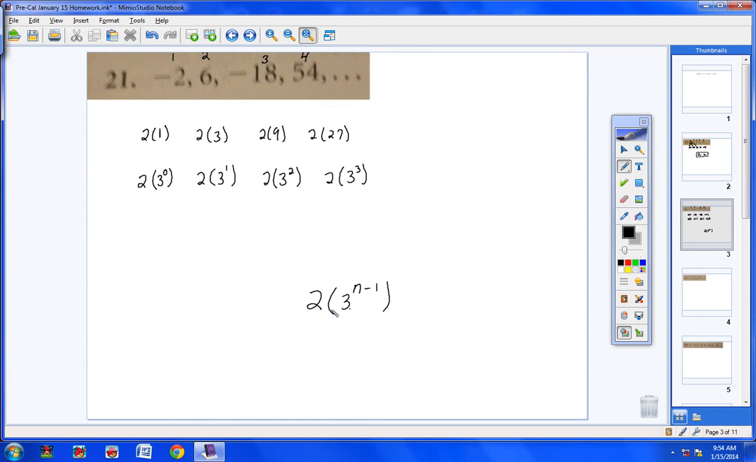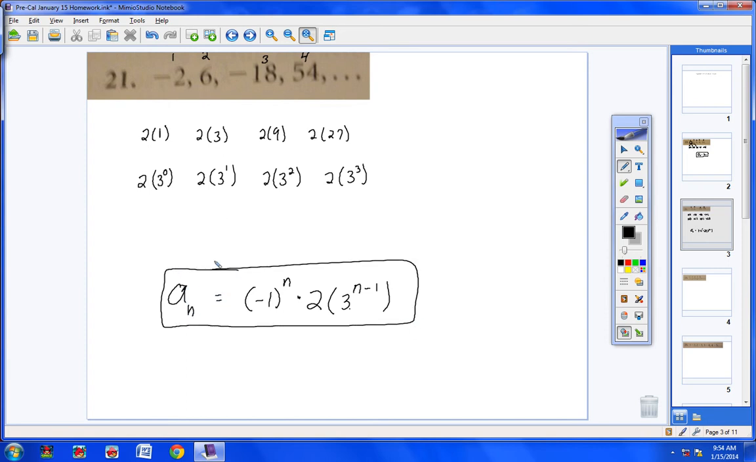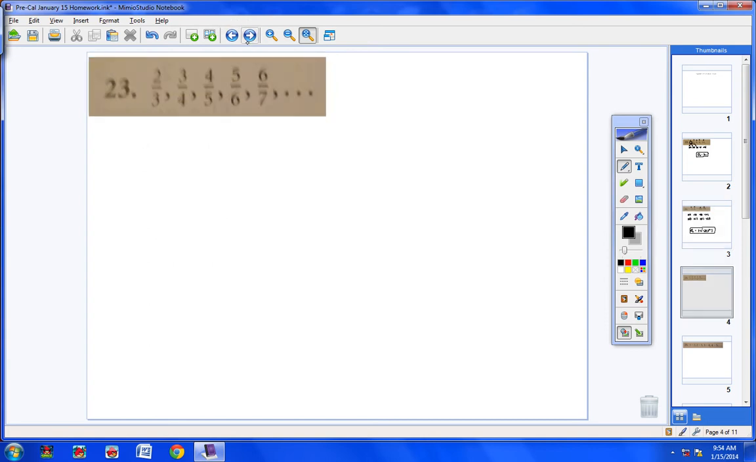So this works. The only thing we got to do now is we got to remember the signs are alternating, negative, positive, negative, positive. And so we're going to have to put this in front of my nth term. And there's your nth term. I warned you guys these are not easy, okay? We're going to have to really, really work on these, but they're good practice.